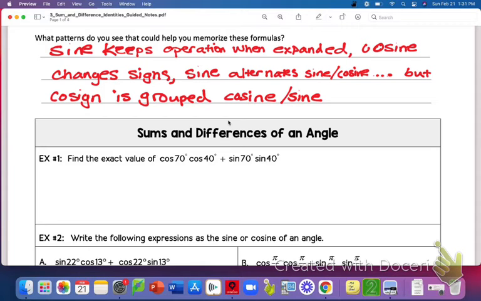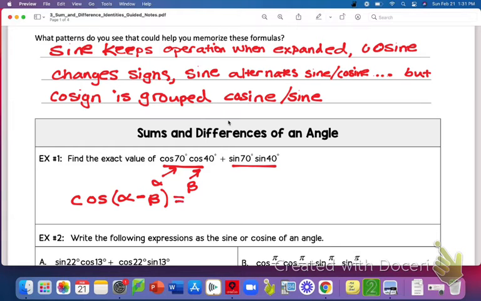So for example 1, it says find the exact value of cosine 70 cosine 40 plus sine of 70 sine of 40. So I clearly see that I have cosines attached together and sines attached together. So it's clear to see that 70 is my alpha and 40 is my beta. And because the cosines and the sines are attached to each other, that means it's going to be a cosine identity, right? And then we've got to decide, is it a plus or a minus? Well, remember your cosines always change signs, so this case would be a minus.